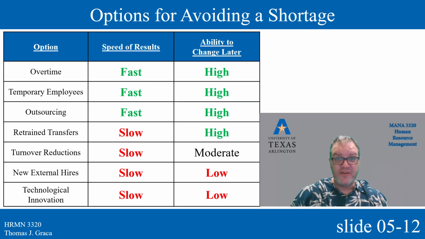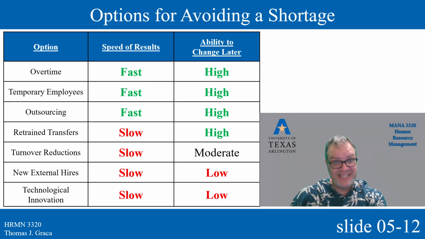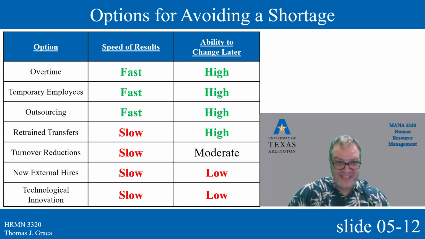Another approach to avoiding a shortfall are retrain transfers. So that basically means taking someone in an area of the firm that doesn't have as significant a shortfall, retraining them to do a job that's in the area that does have the shortfall. This is slower because obviously retraining takes time. How slow it is depends on what kind of training is needed, right? More extensive technical training requires more time than less extensive or less technical training.